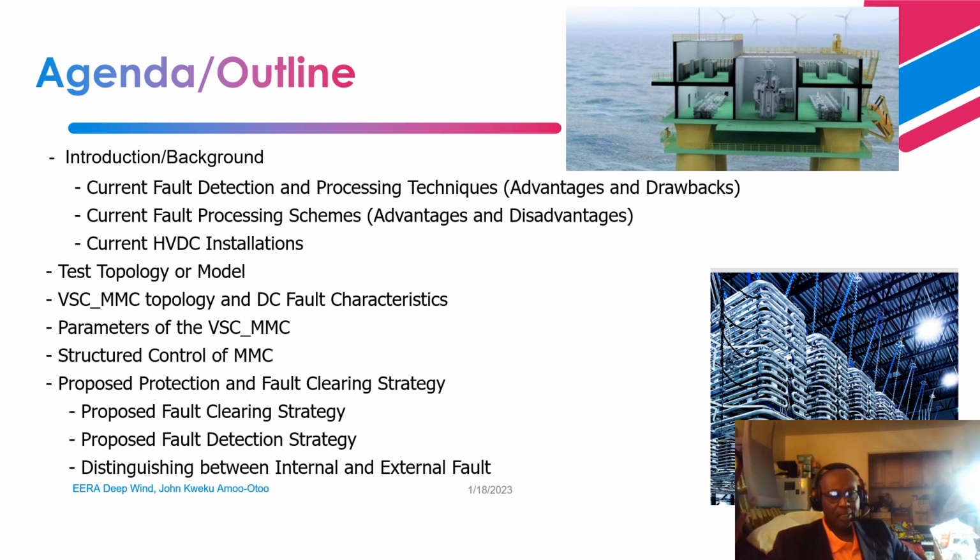Next, I'll go through the agenda or outline of my presentation. First, I'll talk about the current fault detection and processing techniques that we have out there, and the advantages and disadvantages. And I will talk about the current HVDC installations that we have out there. Next is a test topology or schematic of the model that was part of my research. Next is voltage source converters, MMC topology, and the DC fault characteristics as applicable to pole-to-ground faults and pole-to-pole faults.